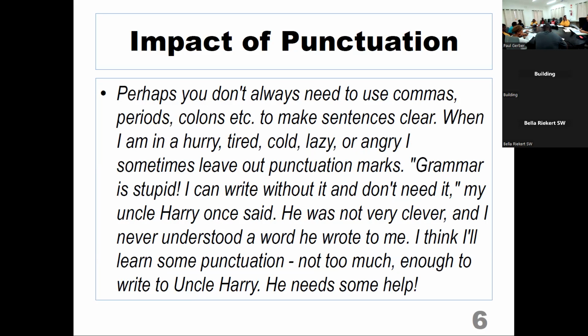So if you read it, it says: Perhaps you don't always need to use commas, periods, colons, etc. to make sentences clear. When I'm in a hurry, tired, cold, lazy, or angry, I sometimes leave out punctuation marks. Grammar is stupid. I can write without it, and I don't need it, my Uncle Harry once said. He was not very clever, and I never understood a word he wrote to me. I think I learned some punctuation, not too much, enough to write to Uncle Harry. He needs some help. You see how totally different that sounds when reading with punctuation.